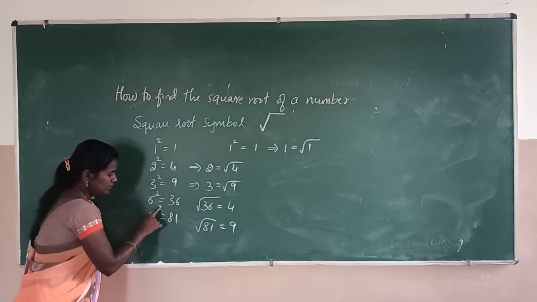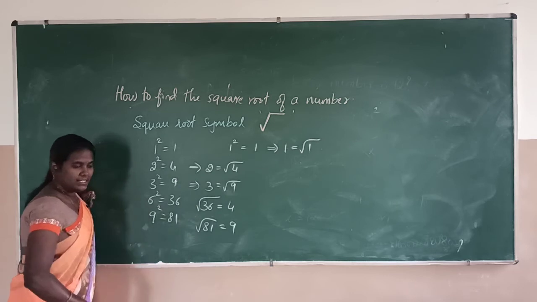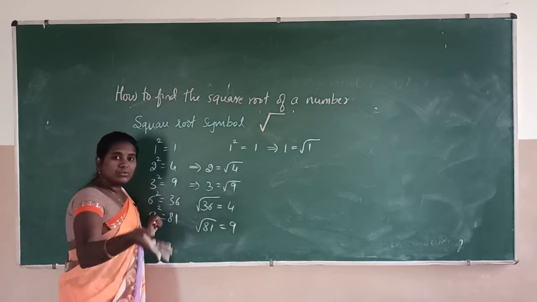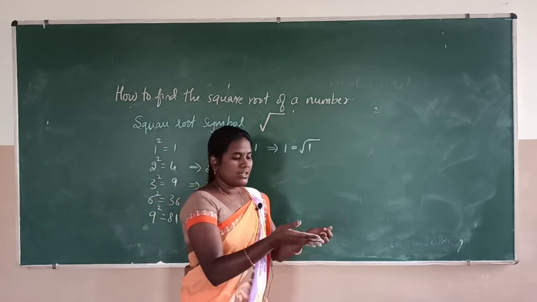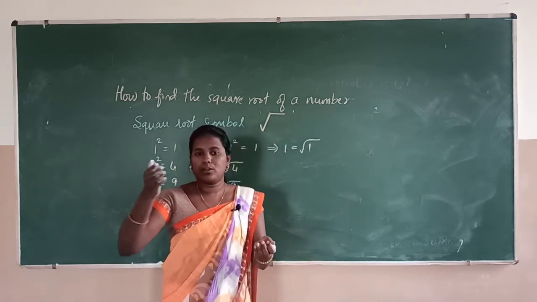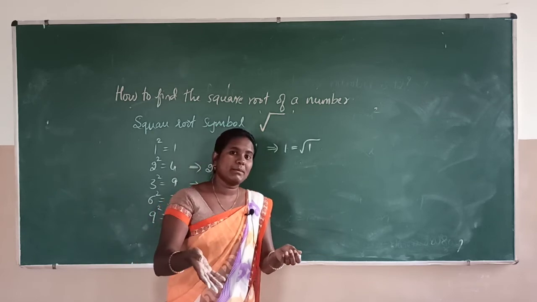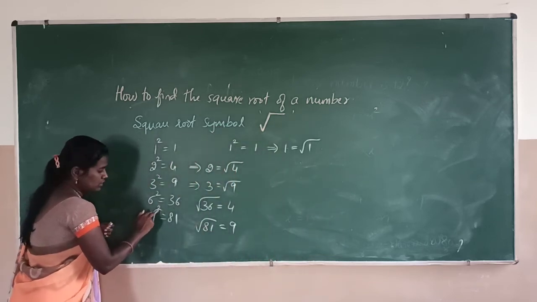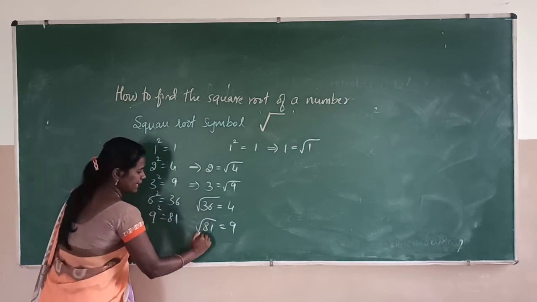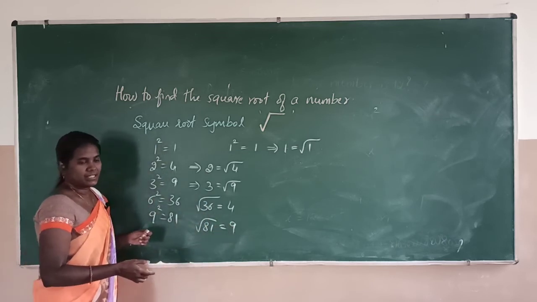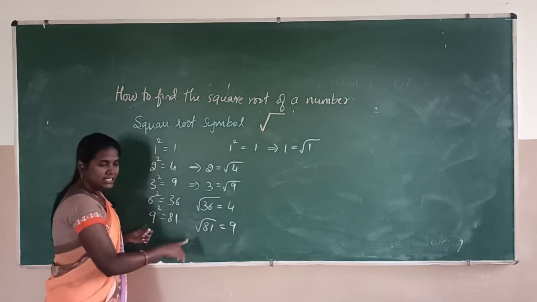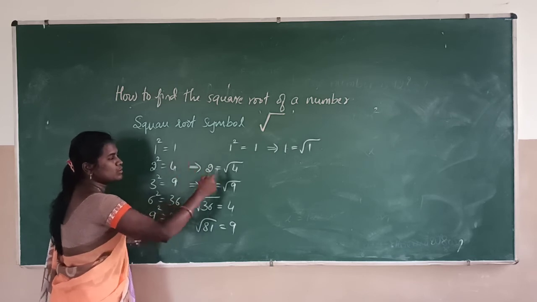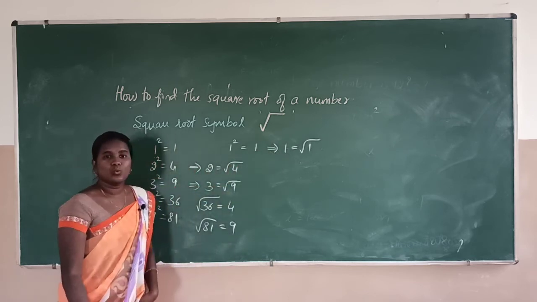When you shift this square to another side, it will become square root. Yes. The inverse we used to take when we transpose the positive from one side to another side, it will become minus, like that. When you shift this square from one side to another side, it will become square root of that number. Yes. So square root of 81 is 9, square root of 36 is 6, square root of 9 is 3, and square root of 4 is 2, and square root of 1 is 1.